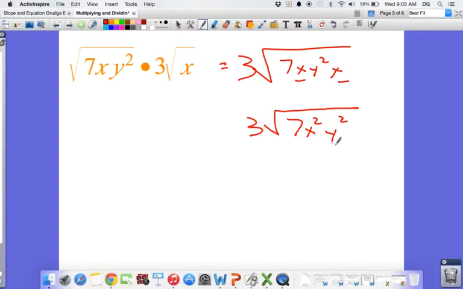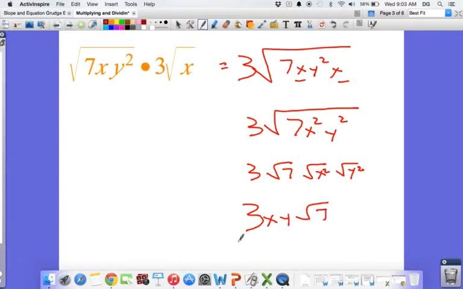But x squared and y squared, I can simplify those, because this is the same thing as 3 times the square root of 7 times the square root of x squared times the square root of y squared. So what I can do is pull out an x and a y, because the square root of x squared is just x. The square root of y squared is y, which becomes 3xy times the square root of 7. And this is all the way simplified.